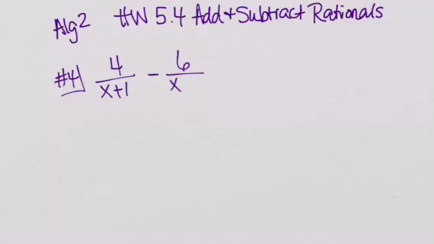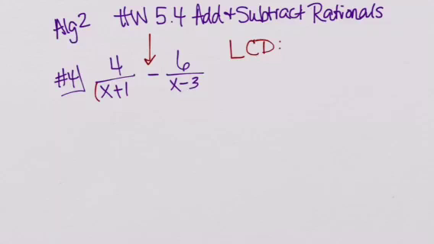Which is 6 over x minus 3. Okay, so the first thing that I want to do is say, these are two fractions and they're being subtracted. Well, how do I subtract fractions? They need to have a common denominator. So what I'm going to do is figure out what is that least common denominator that they have to have.